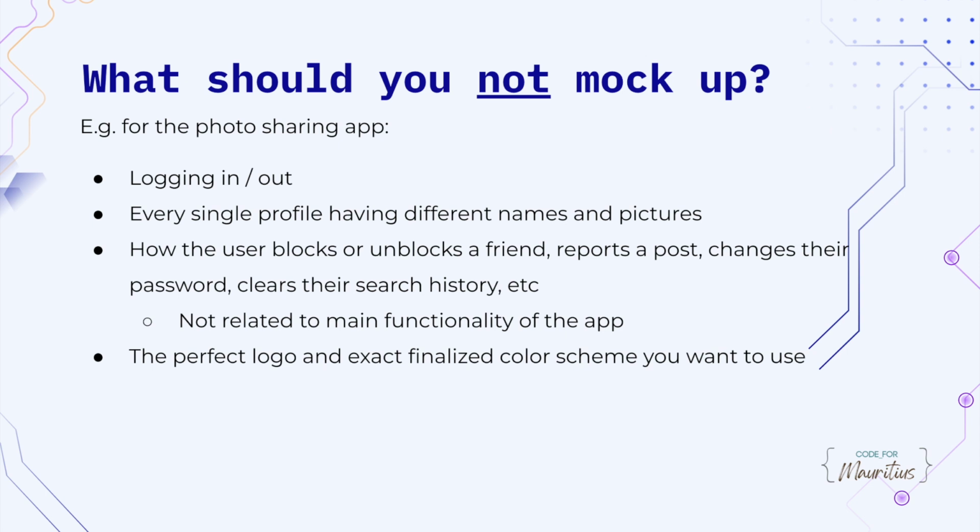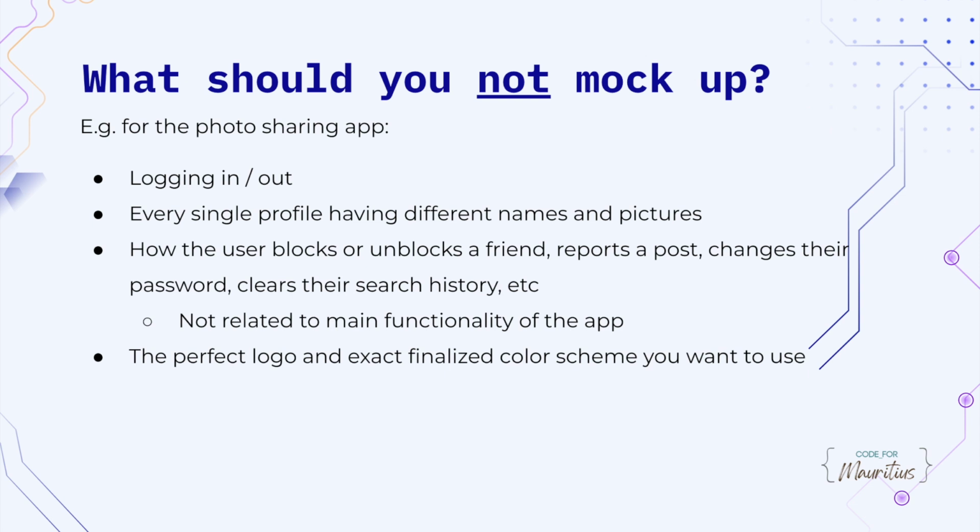And some things you should not mock up at this stage unless you have a lot of free time, you're already done, and you're really excited about Figma, are things that are more details that don't really matter for a first prototype. For example, logging in and out of your app isn't super important at this stage when we're prototyping our photo sharing app. Having a bunch of different profiles that have different names and pictures, like Instagram has millions of users now. You don't need to make 1 million profiles. In fact, you probably don't even need to make 10. Maybe make 2 or 3 to show the difference between your own profile and a friend's profile, for example.